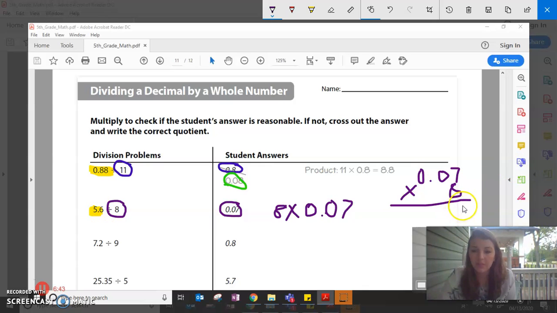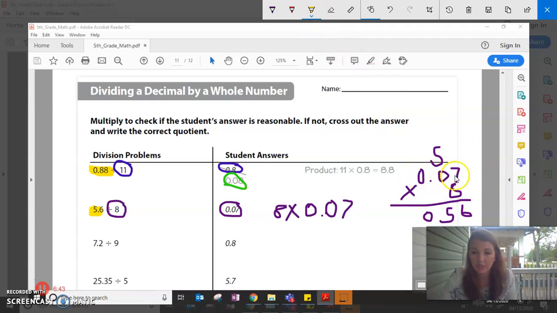Okay, 8 times 7 is 56. So 6, and then I regroup my 5. 8 times 0 is 0, plus 5 is 5. And then 8 times 0 is 0. So I end up with 0, 5, 6, which is, I do want 5 and 6, but I want my decimal point to be between my 5 and 6.